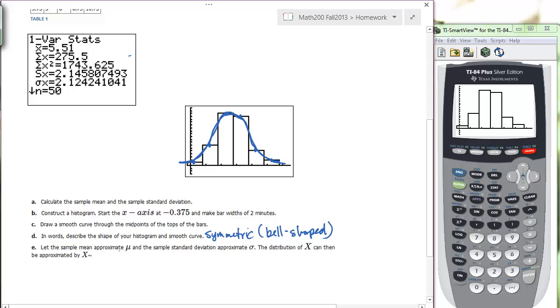So let the sample mean approximate mu and the sample standard deviation approximate sigma. The distribution of x can be approximated by a normal distribution, and our sample mean, if you remember, was 5.51, and our sample standard deviation was 2.146.